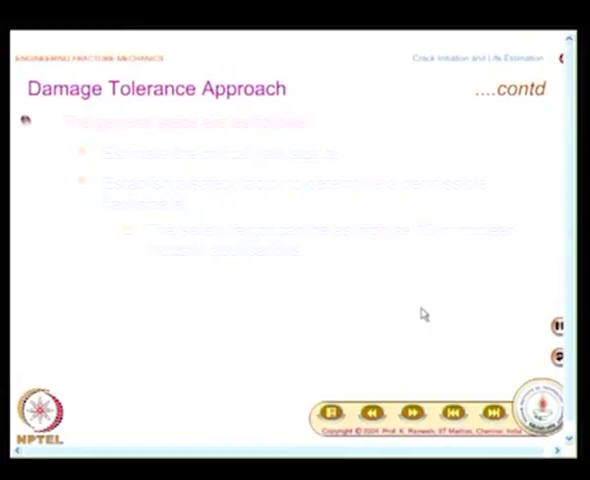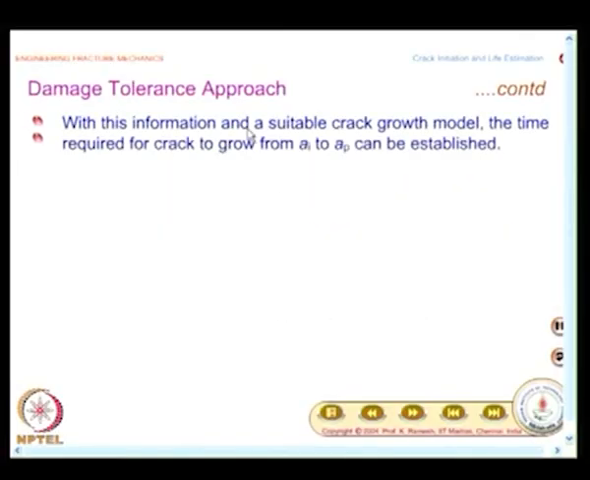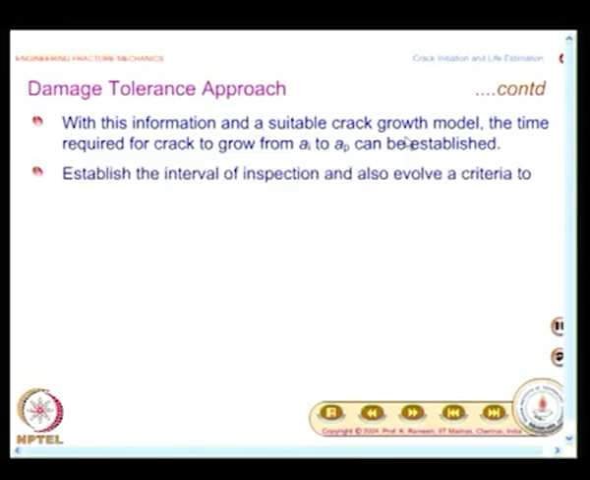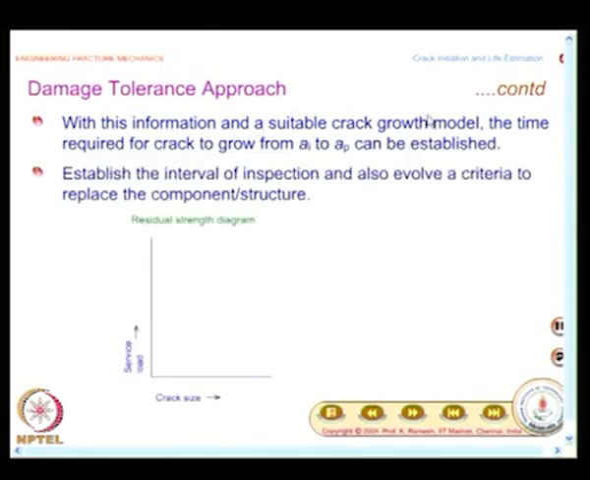I have already mentioned, if you look at NASGRO or AFGROW, they provide you recommended initial crack lengths for various applications, for space structures separately as well as airframe structures and so on. So, from that you can use a suitable crack growth model. It is very carefully done. We have seen several crack growth models. So, you have to identify a suitable crack growth model, and from that determine the time required for the crack to grow from AI to AP.